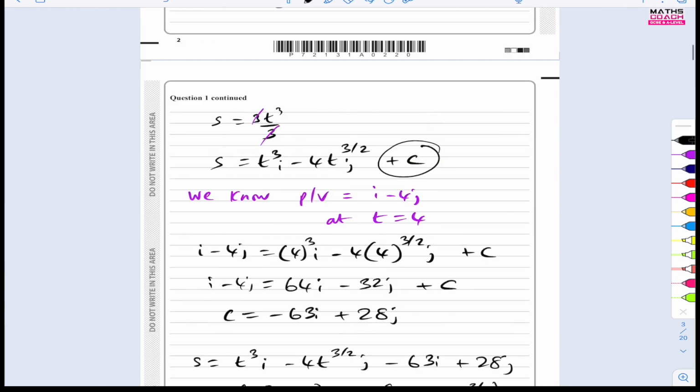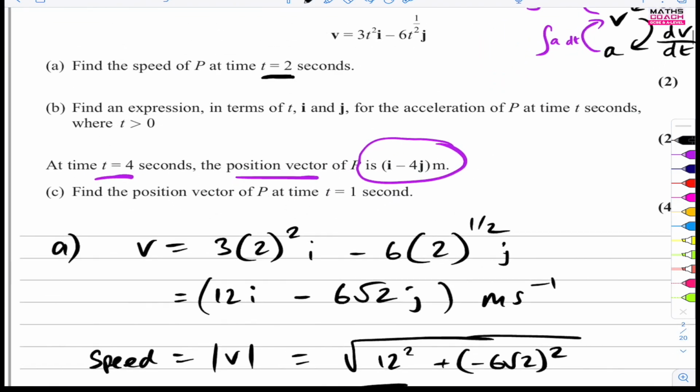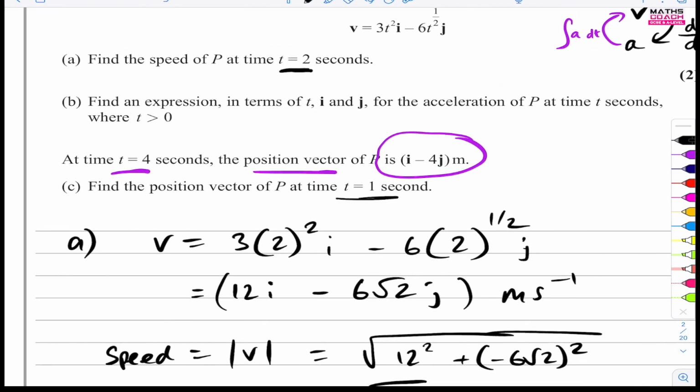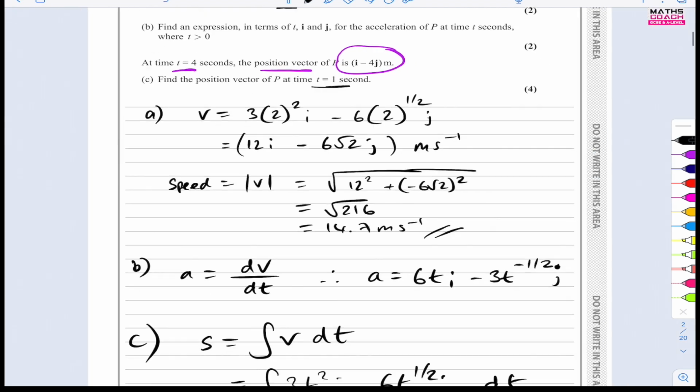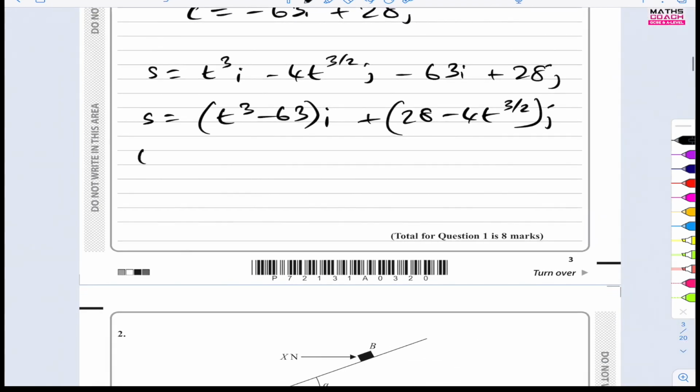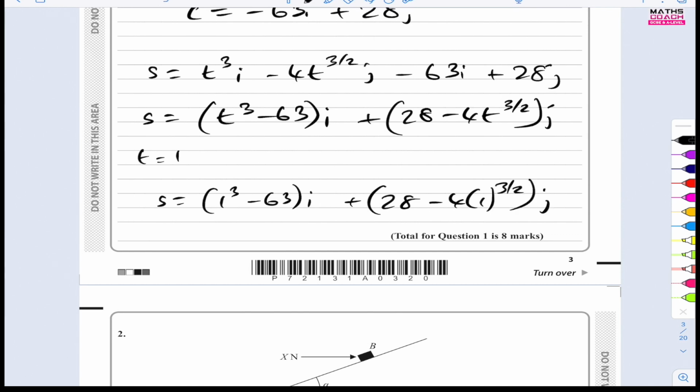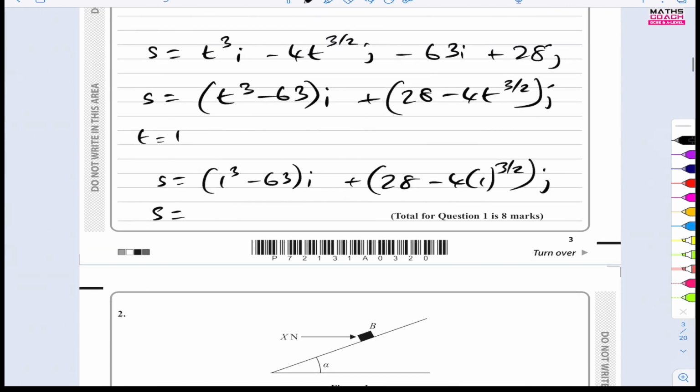When do you want it? If you look back at the question, it says find the position vector at time t equals 1 second. So you're going to sub in t equals 1. So s is going to be 1 cubed minus 63 for the i, plus 28 minus 4 times 1 to the power of 3 over 2 for the j. And if we work that out, we get minus 62i plus 24j. And that's meters, and that's your answer.